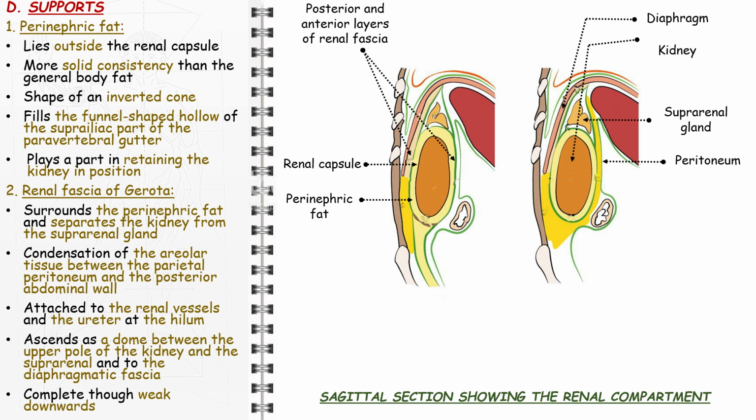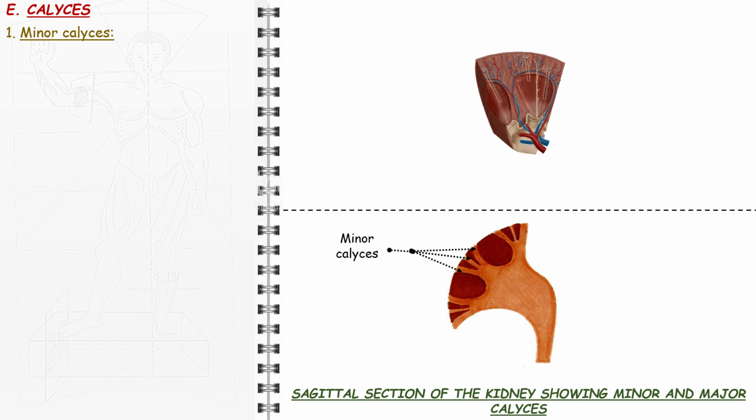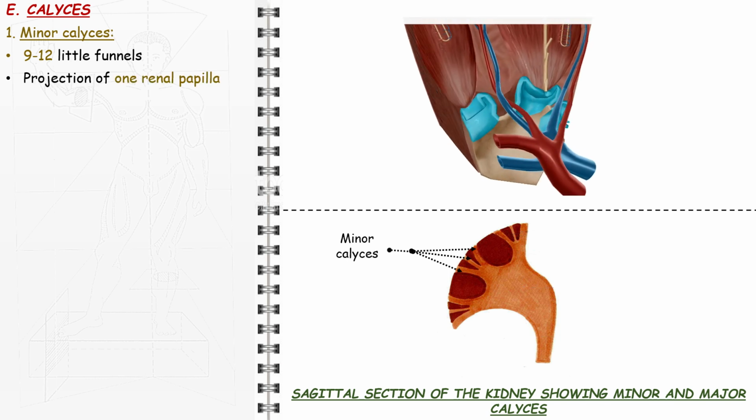Posteriorly, it is separated from the fascia of psoas and quadratus lumborum by the pararenal fat. The renal fascia sends fibrous strands to the renal capsule, partitioning the perinephric fat. The minor calyces are 9 to 12 membranous funnels, 1 cm long. Each of them molds to one renal papilla. They constitute the commencement of major calyx.